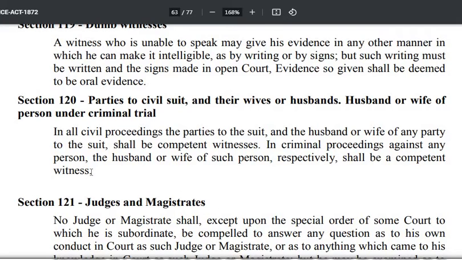Means H की wife W, if she wants to give evidence in favor of H or maybe against H, so can she become a witness? Answer is yes, and vice versa. Suppose if W is the accused, then H can be a witness for W or against W. अब ये witness बनने में problem नहीं है. Between husband and wife, husband can be a witness for the wife or against the wife and vice versa.